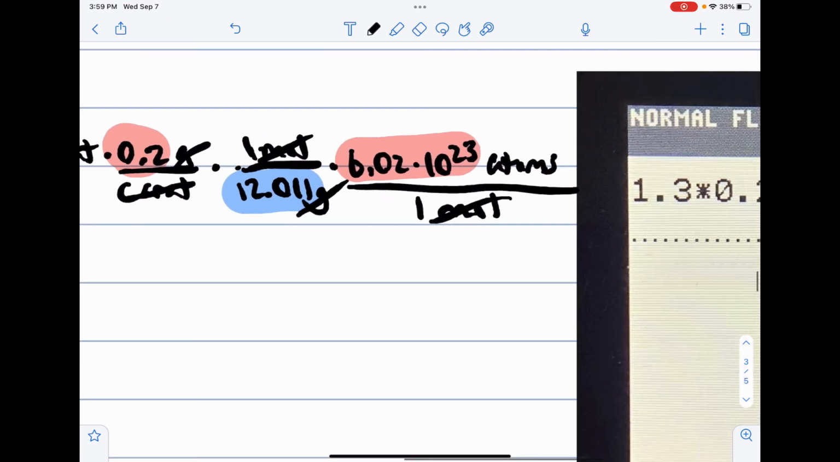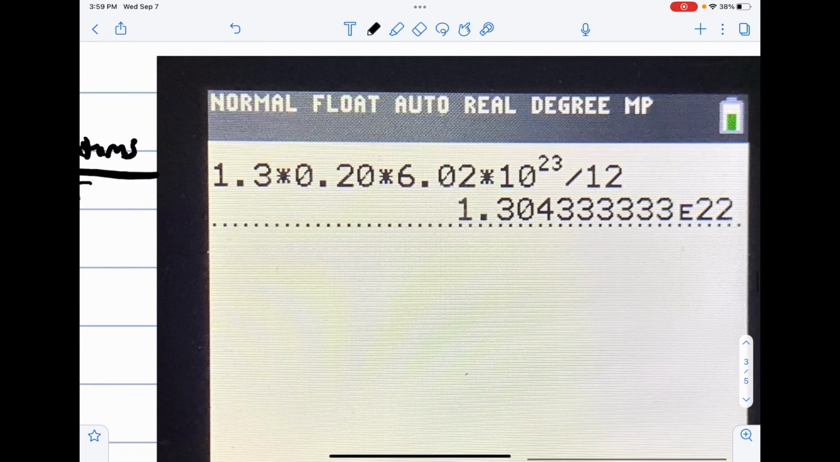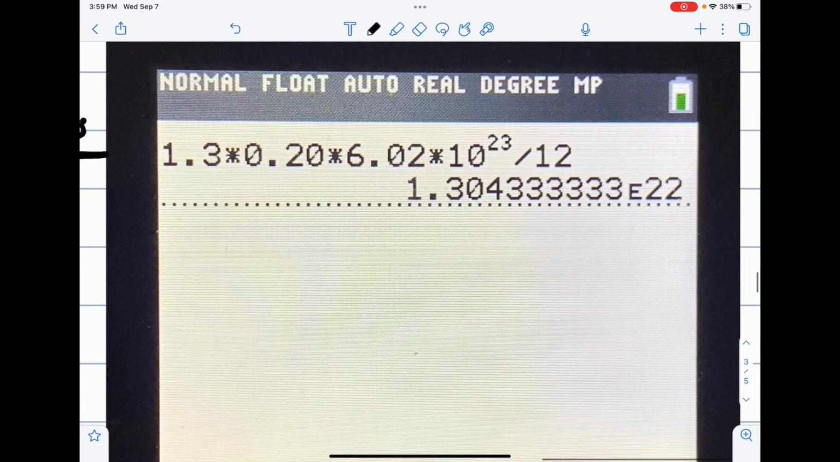And you can even put parentheses without. Like, it's never going to mess you up to put parentheses when you don't need them, but it will mess you up to not put them when you do need them. So you end up getting this number, 1.30433, etc., times 10 to the 22nd power.